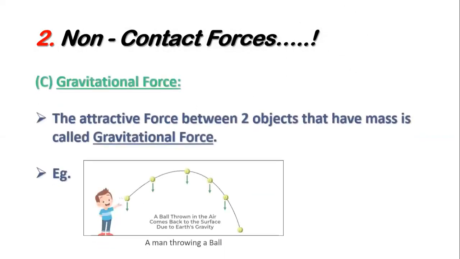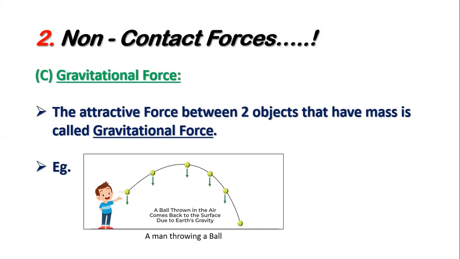The third and last is the gravitational force. The attractive force between two objects that have mass is called gravitational force. So this is its definition, but we mainly talk about the Earth's gravity whenever we talk about gravitational force.